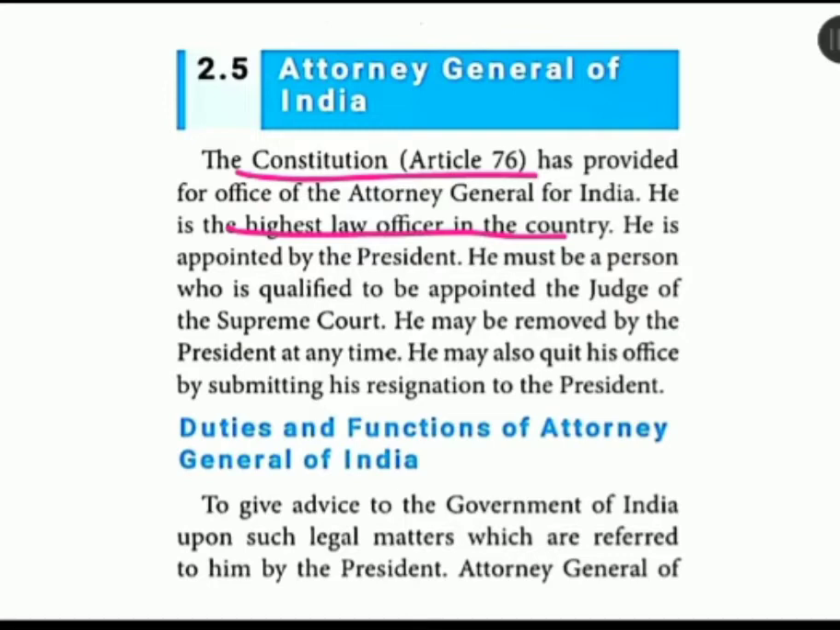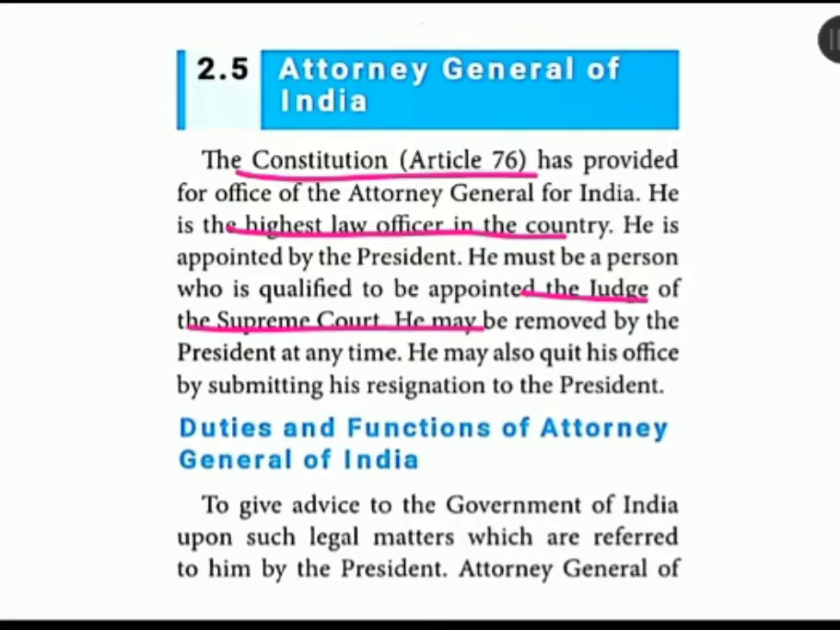Then this person must be qualified, so he has a qualification. What is the qualification? The Attorney General must have the qualification to be a judge of the Supreme Court. Then who can remove him from the post? The president. Yes, the president has the power to remove him from the post, like that they are telling.